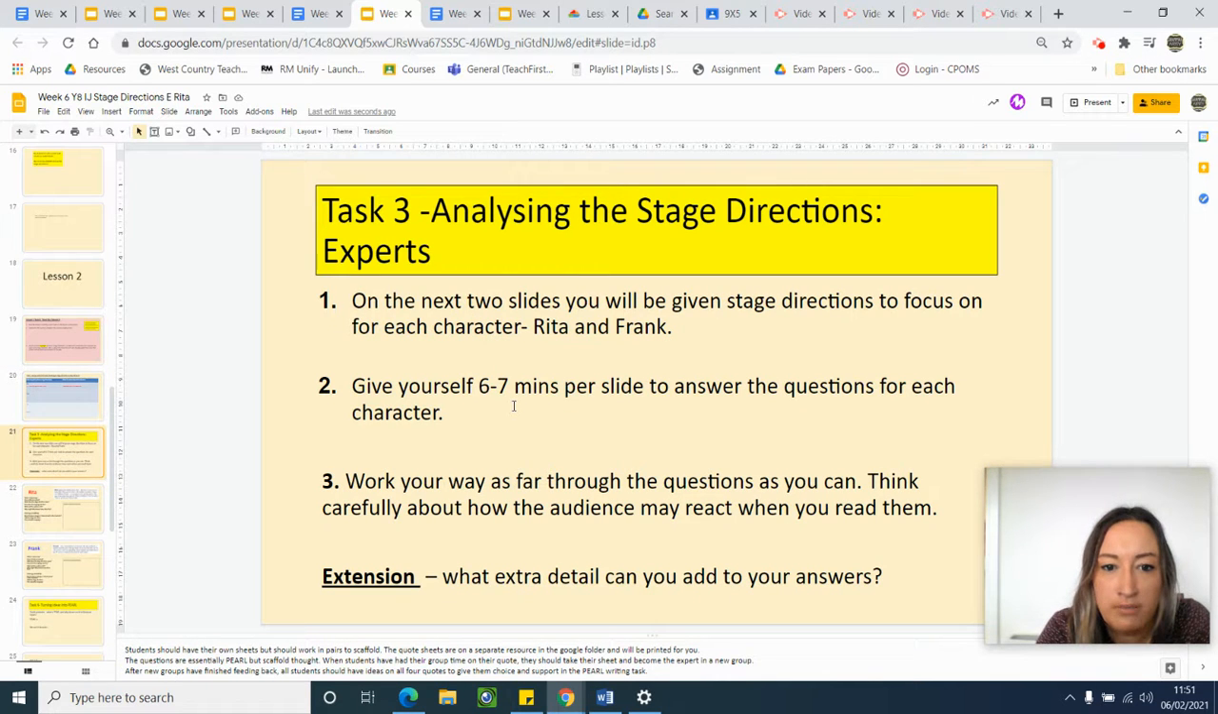On slide 21, you need to read the instructions, okay? So you're going to be given stage directions to focus on for each character, and you need to answer the questions in detail on each slide, okay? And I'm just going to go through that now. So you might want to pause and complete the other activities and then come back to this in a second.